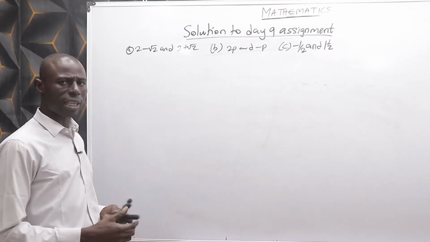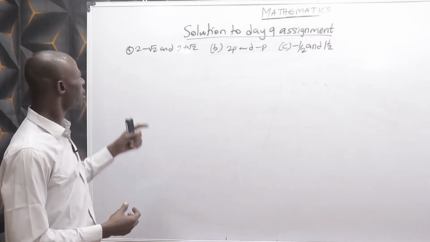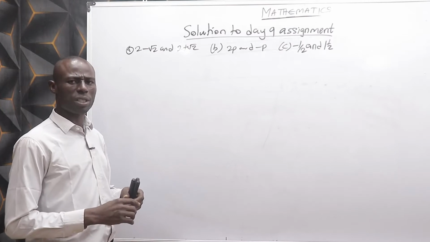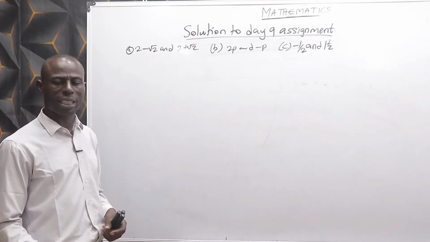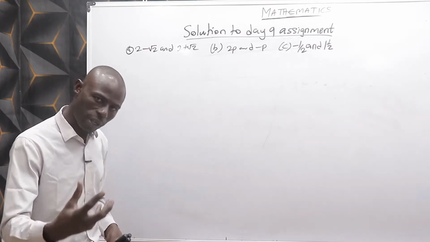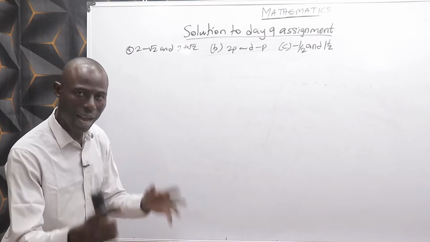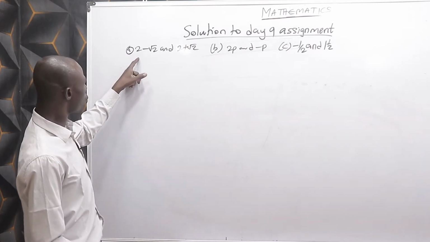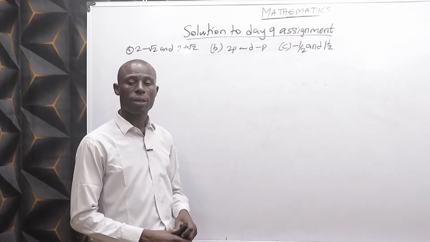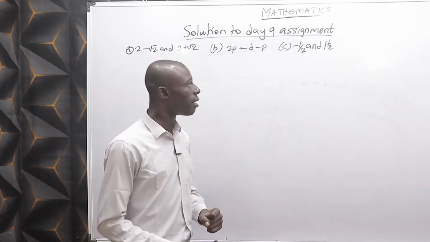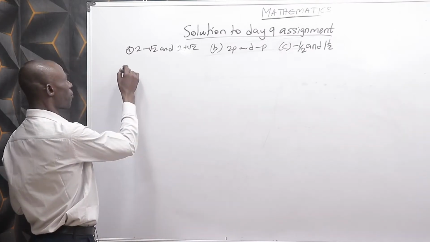The question here in the assignment says, construct the quadratic equation in x variable whose roots are: a, 2 minus root 2 and 2 plus root 2; b, 2p and minus p; c, minus half and 1.5. So let's go to A first.